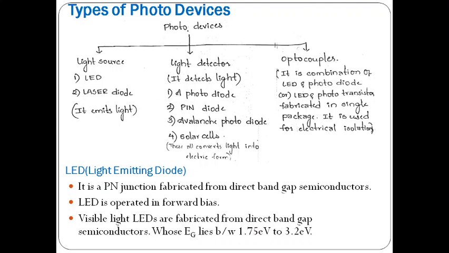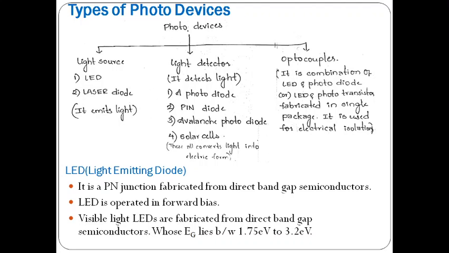Types of photo device or opto device. These photo devices are basically classified into two types. One is light source, another one is light detector. In optical fiber communication, we are sending the information through light. So that means we use the photo device as a source. That means we need to convert the electrical signal into light. So those are light sources. Generally we have the information in electrical signal.